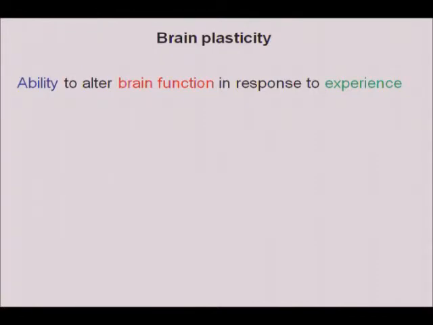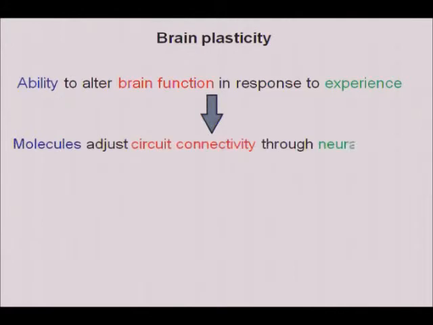We call it brain plasticity, and probably the layman on the street would define it something like this: that plasticity in the brain is the ability to alter its function in response to experience. If we want to take this into an experimental cellular molecular setting, we might translate these words into something like molecules adjust connectivity patterns through neural activity.